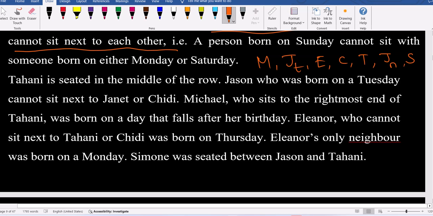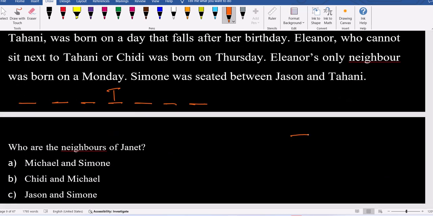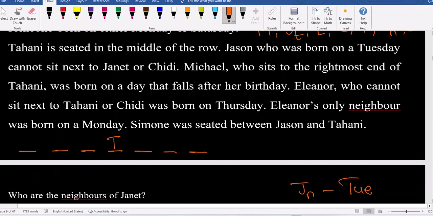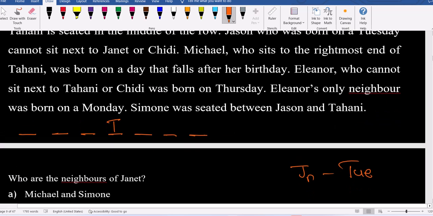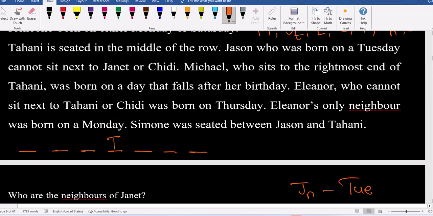This is the paragraph to arrange. Tahani is seated in the middle of the row, so 7 people. Jason is on Tuesday. I'll write it here: Jason Tuesday. And he cannot sit next to Janet or Chidi, which means maybe they are neighbors too. That's one possibility.